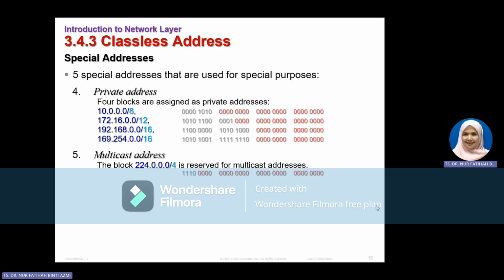For the multicast address, 224.0.0.0/4, it is reserved for sending the same data to a group of interested devices.